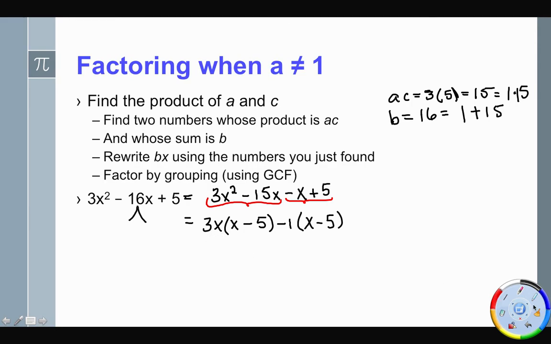Then I look at this term and this term, and I note that they both have x minus 5 in common. When I factor out the x minus 5, I'm left with a 3x and a minus 1. And that's the factored form for this original expression. Now, yes, this is a little bit of work, but if you follow the steps, everything will come out correct.